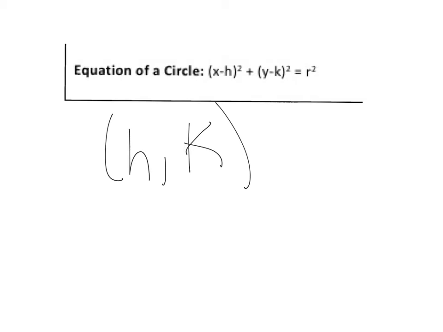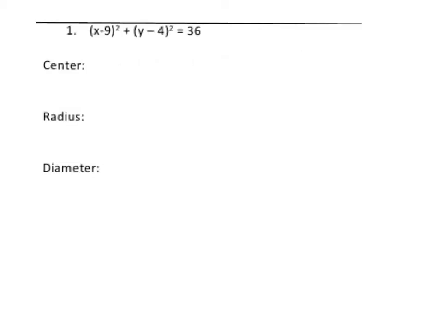What I like to remember is that the center is kind of opposite of what it looks like it is in your formula. And the radius is always squared at the end of that equation. Be mindful if they give you the diameter, you need to do half of the diameter in order to find the radius. Let's practice.